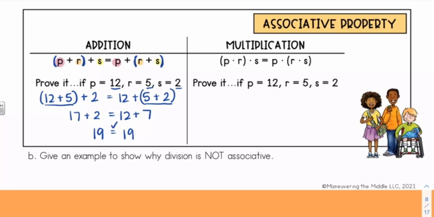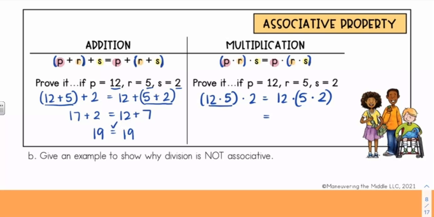What about with multiplication? So this time we have P multiplied by R and multiplied by S, but we have grouped different sets of numbers. On the left, we grouped P times R, and on the right, we grouped R times S. So let's substitute the values for these variables to see if we still have equivalent expressions regardless of how we grouped these numbers. So on the left, I'm replacing P with 12 and R with 5 and S with 2. On the right, I know that these numbers are going to be in the same order, but this time I am grouping the 5 times 2.